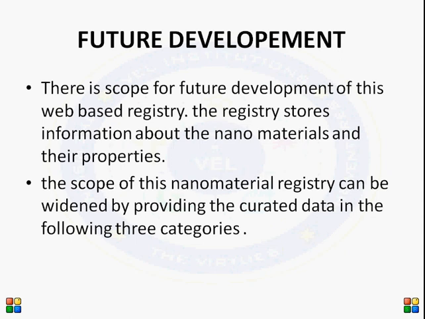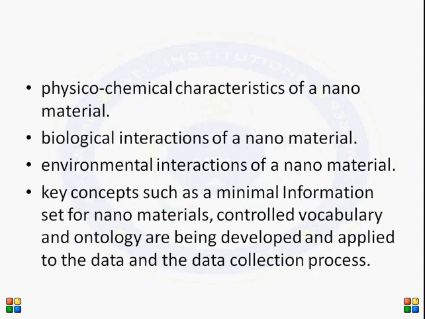Future development. There is scope for future development of this web-based registry. The registry stores information about the nanomaterials and their properties. The scope of this nanomaterial registry can be widened by providing the curated data in the following 3 categories: physiochemical characteristics of a nanomaterial, biological interactions of a nanomaterial, environmental interactions of a nanomaterial.